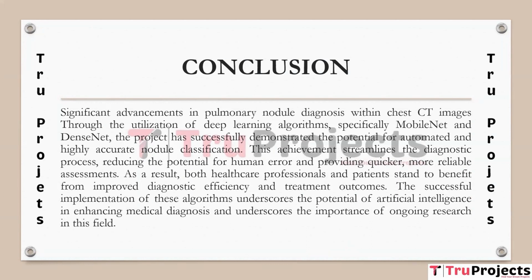Significant advances in the diagnosis of pulmonary nodules using chest CT images. The project has successfully proved the possibility of automated and extremely accurate nodule categorization by utilizing deep learning algorithms, notably MobileNet and DenseNet. This accomplishment simplifies the diagnostic procedure, lowering the possibility of human mistakes and offering faster, more trustworthy results. As a result, increased diagnostic efficiency and treatment outcomes will benefit both healthcare professionals and patients. The effective deployment of these algorithms highlights the promise of artificial intelligence in improving medical diagnosis as well as the need for continuous research in this particular area.